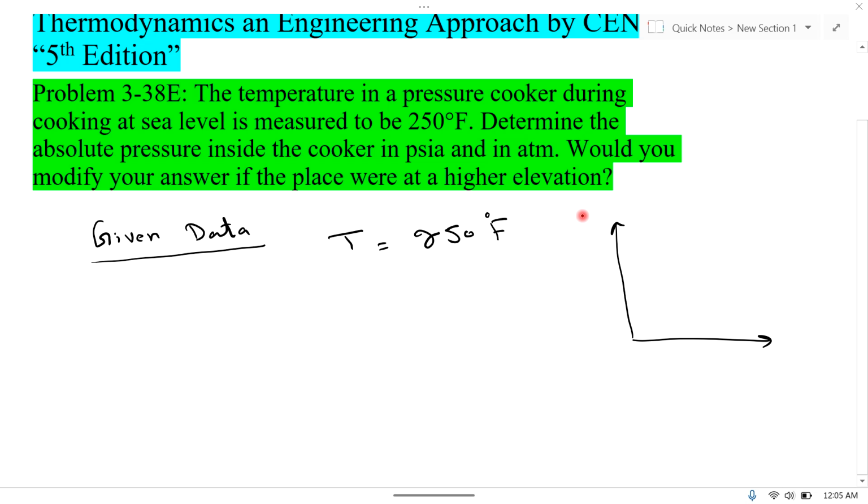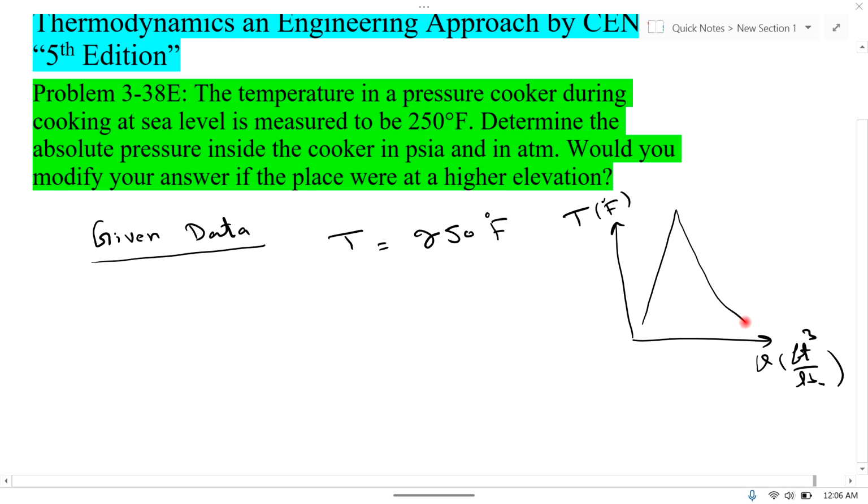And if we check the PV diagram or TV diagram, with temperature, for example, in degrees Fahrenheit, and volume in cubic feet per pound mass or cubic meter per kg, the TV diagram is something like this. So 250 degrees Fahrenheit means that in this region the temperature is constant. This is the saturation temperature. From this point to this point, the saturation temperature is 250 degrees Fahrenheit.